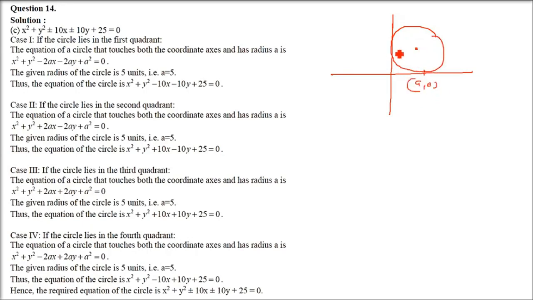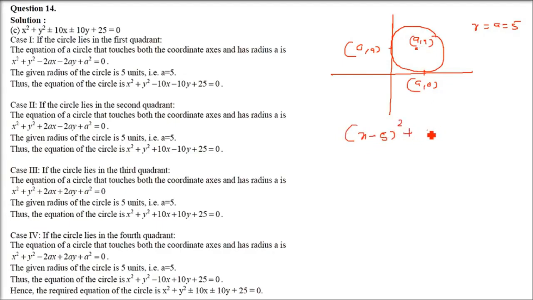This is a comma 0. This is 0 comma a. And of course x and y coordinates or x and y distances are equal. So the center will be a comma a. And every time you will put a as 5 because the radius is given. I am just giving you a generic solution for all 4. So every time you have to take a as 5.